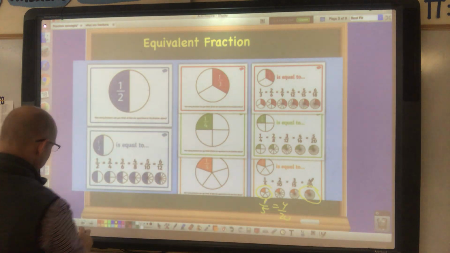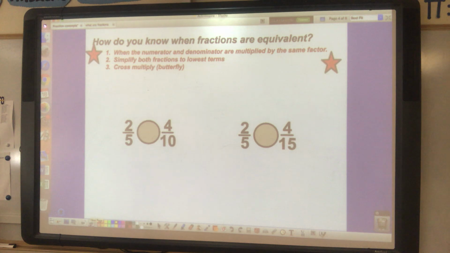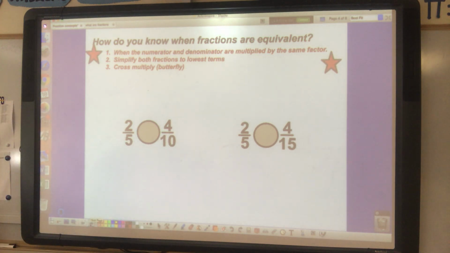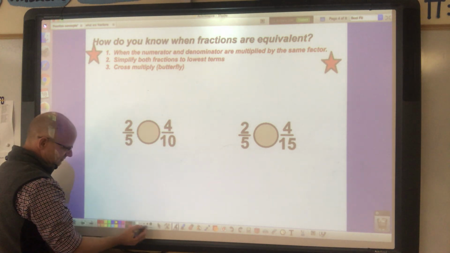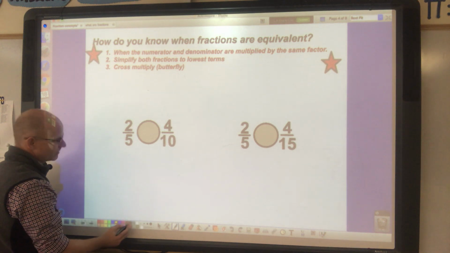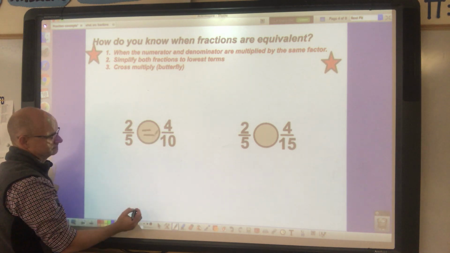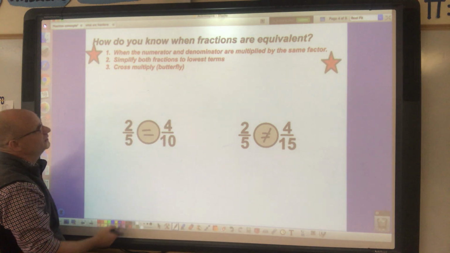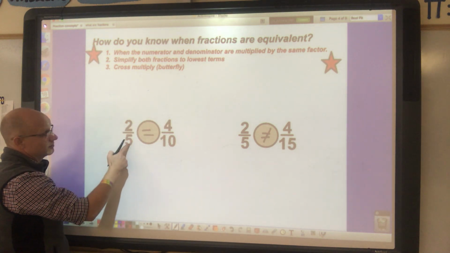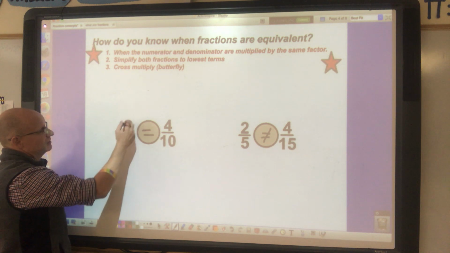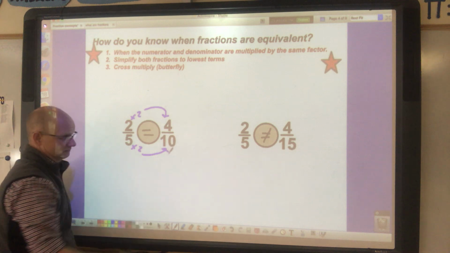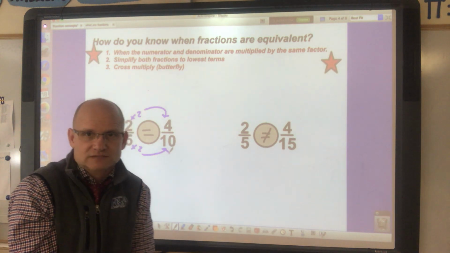Okay, but let's discuss how you know when fractions are equivalent. How do we know when fractions are equivalent? The first thing it says is when the numerator and denominator are multiplied by the same factor. So if you look here, these two fractions are equal, where these two are not equal. Let's discuss different ways of knowing. One, if the numerator and denominator are multiplied by the same factor. So here, 2 times 2, that's 4, and 5 times 2, that's 10. That's one way of knowing. They're equal.